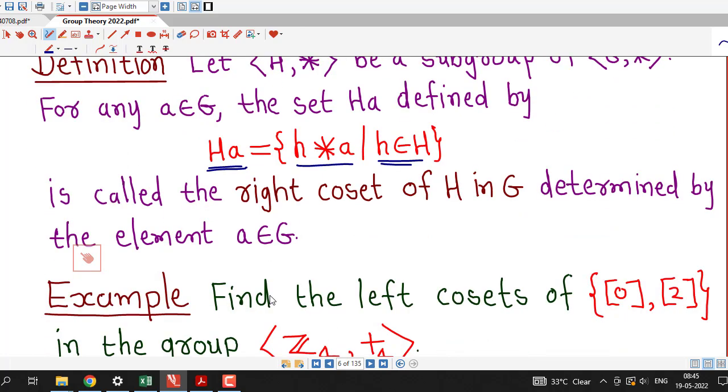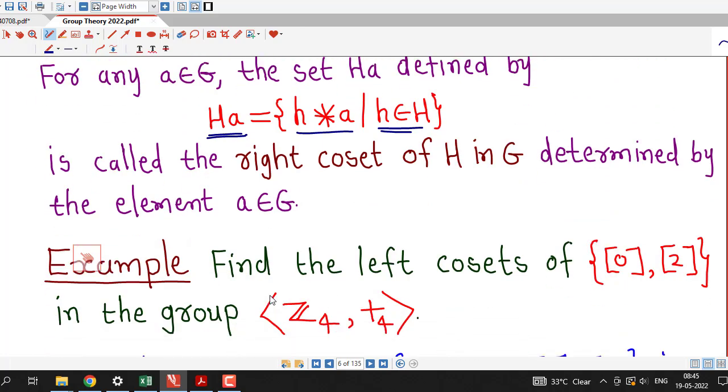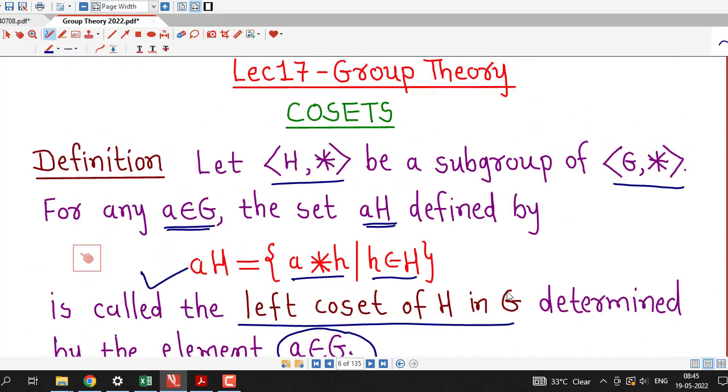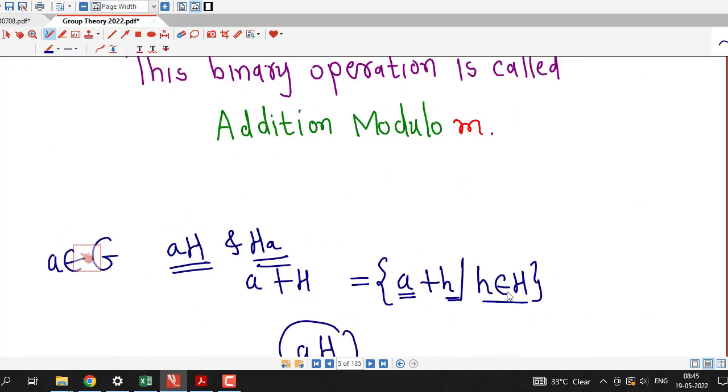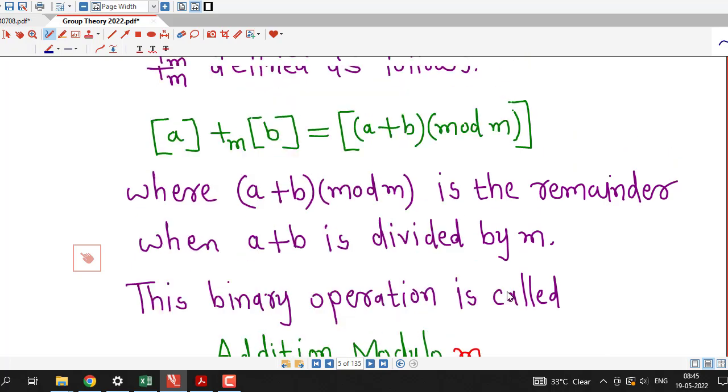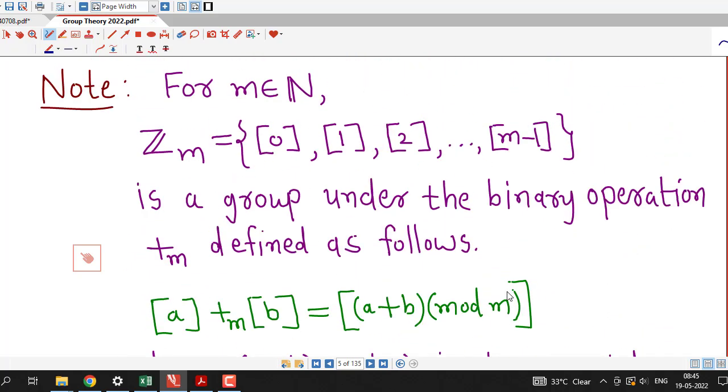So we consider one example of how to find the cosets. Here we are asked to find the left cosets of the subgroup having equivalence classes generated by 0 and 2 in the modulo group. The operation is addition modulo 4 and our group is Z4. We have discussed this modulo group in earlier lectures, so if you have not seen that lecture on the modulo group, I suggest you watch that lecture.